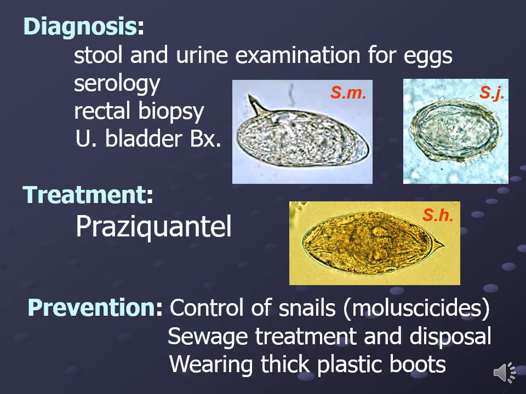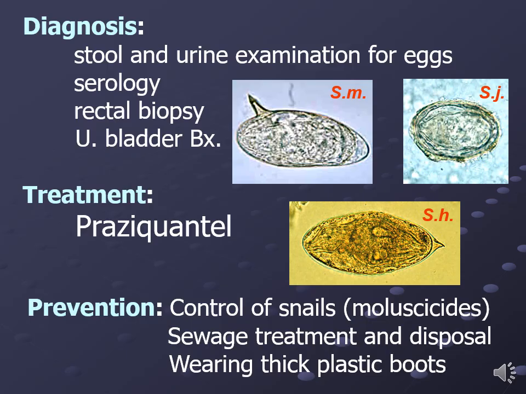Treatment, again, praziquantel is the treatment of choice. Prevention: control of snails by molluscicides, but better than that, sewage treatment and disposal, if possible. But please remember the open fields, where they don't put latrines or toilets, so people just defecate anywhere. People have got to be more careful about that. And if people don't contaminate the water, then animals can come and contaminate the water. So they have got to be careful.